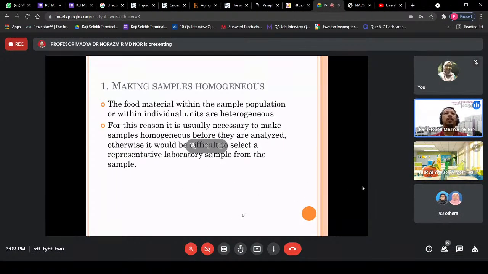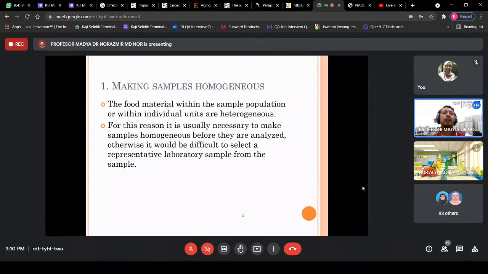The food material within the sample portion or within individual units is heterogeneous. So make it homogeneous. The reason is it is usually necessary to make the sample homogeneous before it is analyzed. Otherwise, it will be difficult to select a representative laboratory sample from the sample, such as when we want to analyze nasi lemak. Okay, the nutrition content for nasi lemak.